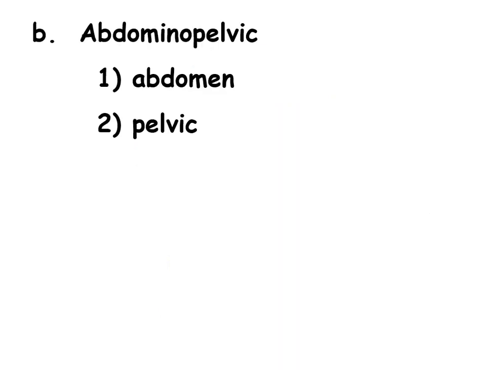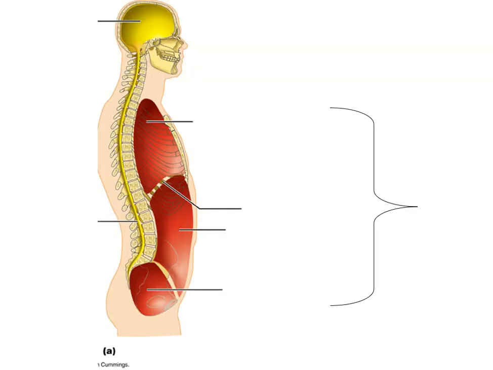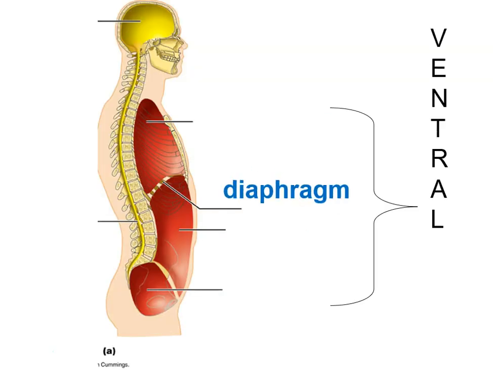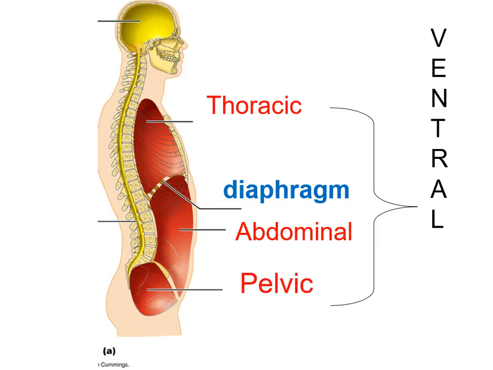Abdominal pelvic cavities you can divide into abdominal that's superior and pelvic that's inferior. Remember, there's not a real structure that separates, just an imaginary line. So let's look again. Ventral is the superior and inferior divided by the diaphragm. The superior is thoracic. The inferior is abdominal and pelvic.